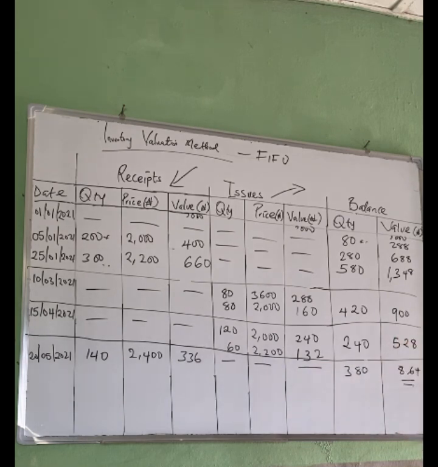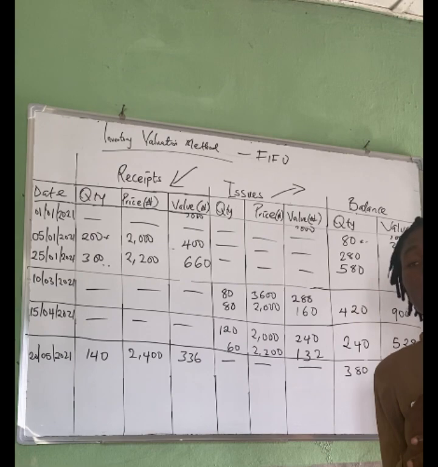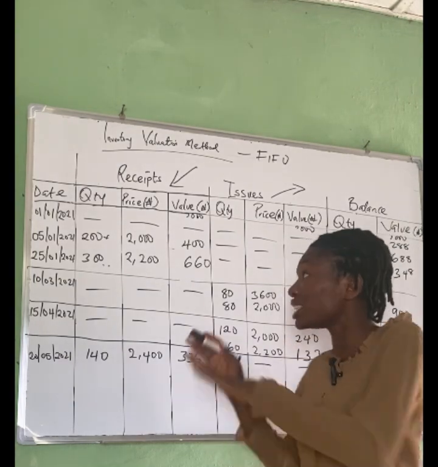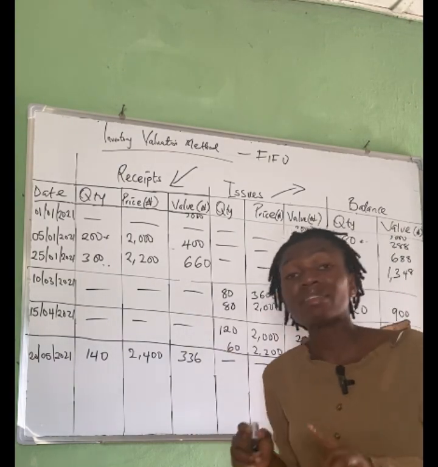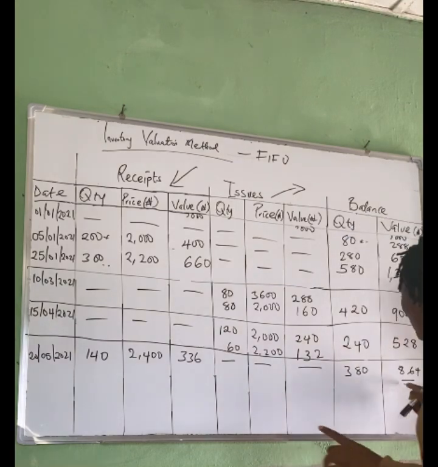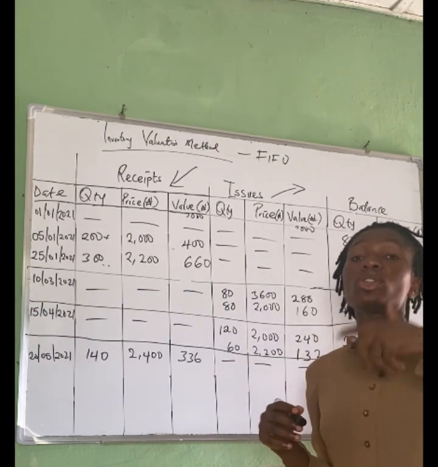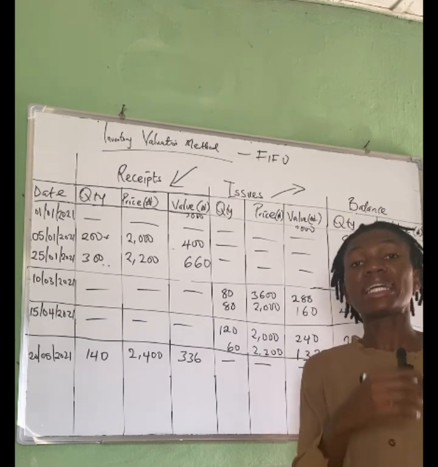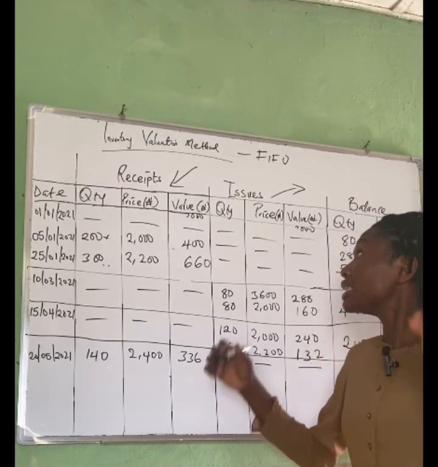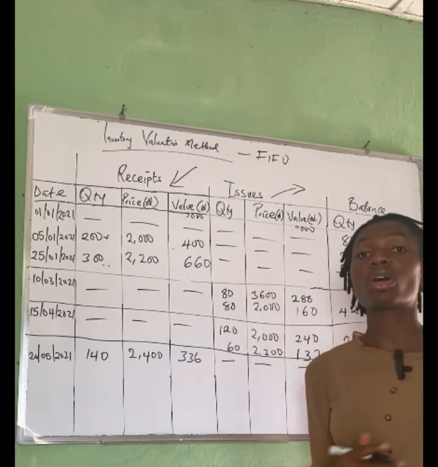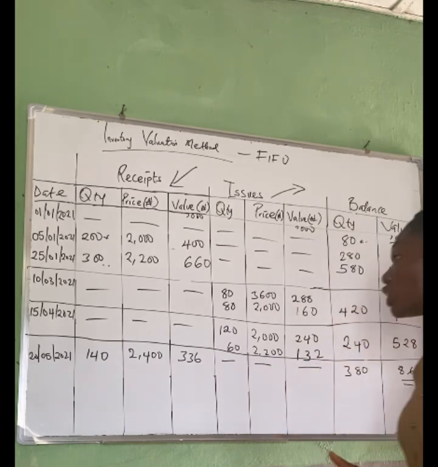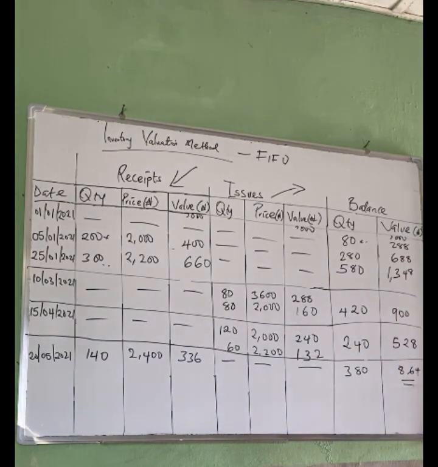Now, in our next video, we'll be looking at the LIFO method using the same illustration, all right? Whenever you use the FIFO method, the value of your closing stock is different from when you use the LIFO method, and it's also different from when you use the weighted average method. That's why we are looking at this method of stock valuation, all right?